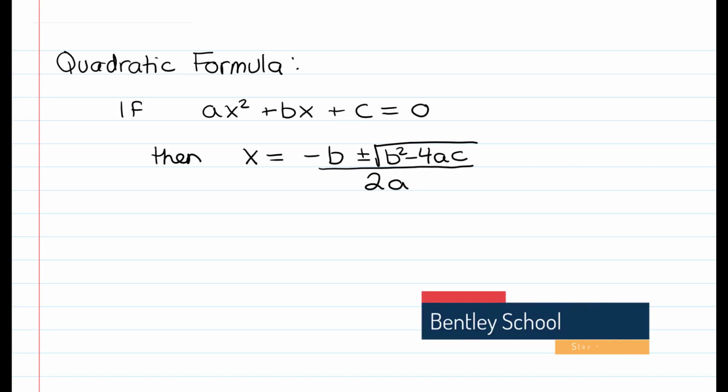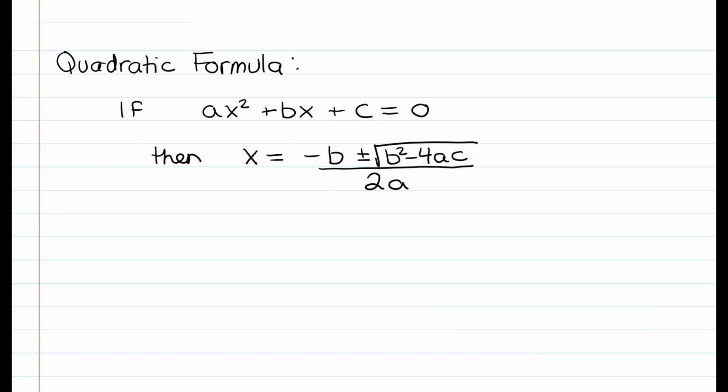In this video, we're going to learn how to use the quadratic formula. The quadratic formula can be used to solve a quadratic equation that is in the form ax squared plus bx plus c is equal to 0. If it's not in this form, we're going to first have to rearrange our equation so it looks like this. If we have a quadratic in this form, then we can use the quadratic equation.